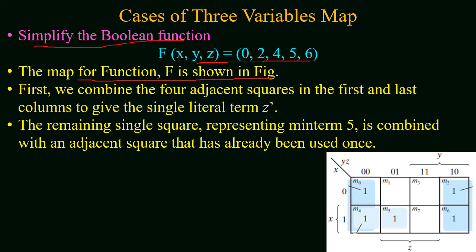We know that m0 is adjacent to m2 and similarly m4 is adjacent to m6. So the first group will consist of 4 minterms: m0, m2, m4 and m6. Now we are left with a single minterm, which is m5. So for this we will reuse minterm m6 to make a group of 2 adjacent squares.